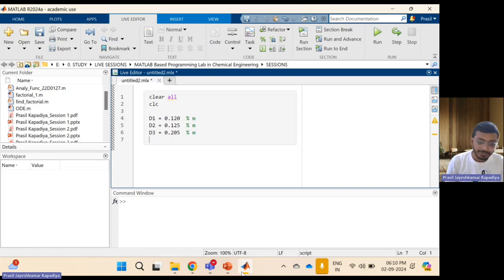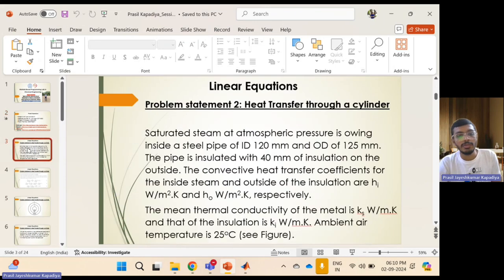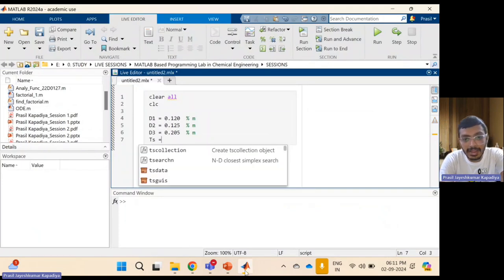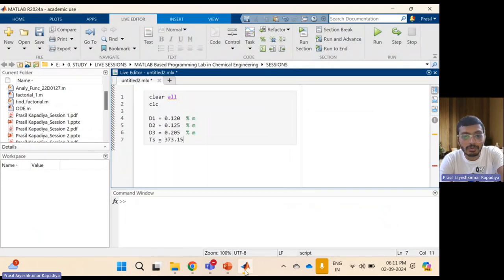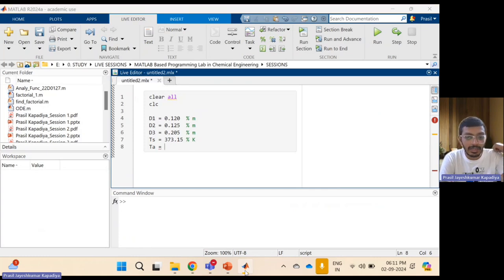Okay. Now, steam temperature is not given to us, but let's assume that water boils at 100 degrees Celsius. Or is it given? No, it's not given. Let's take the temperature of steam Ts as equal to 373.15, because 100 degrees Celsius, I will just add 273.15, so that becomes 373.15 Kelvin. Okay, and ambient air temperature I am saying as Ta. It is already given as 25 degrees Celsius, so 25 degrees Celsius is 298.15 in units of Kelvin.